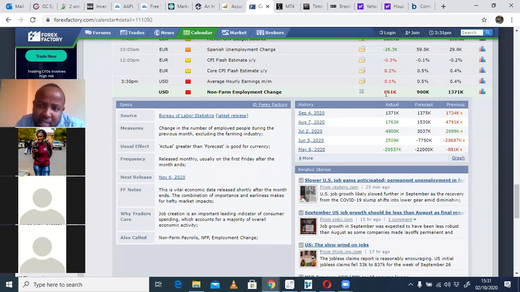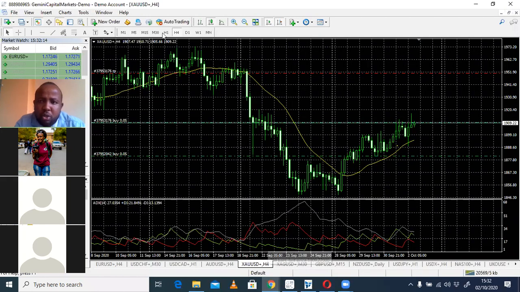So I told you, if this data goes below this, and you can see it's on red, of course the dollar will be losing. Anti-dollars, GU, EU should all be shooting up. So what's happening to the market? Is it moving? Let's check our chart. Oh yeah, there's something happening.